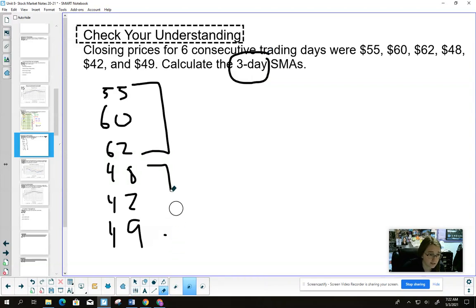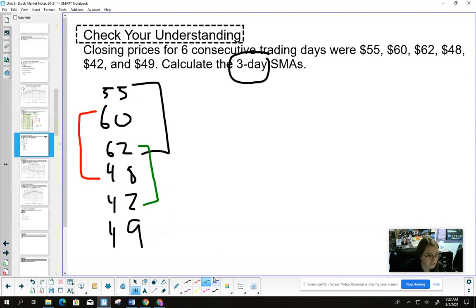So what you should do is, here's your first average. Here's your second average. The next. And the next. You will have 4 total averages. Please go ahead and try this. Again, keeping in mind that since this is a 3-day average, you are going to add them, hit enter, and divide by 3 now, not 5. Go ahead and try it.